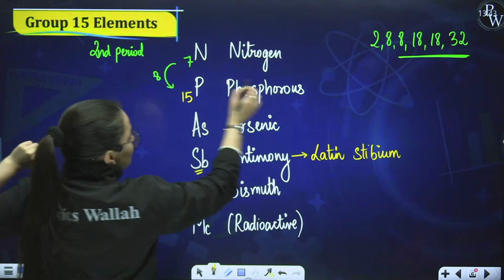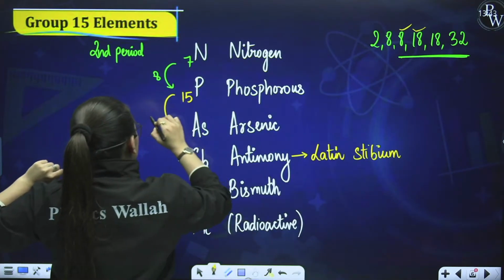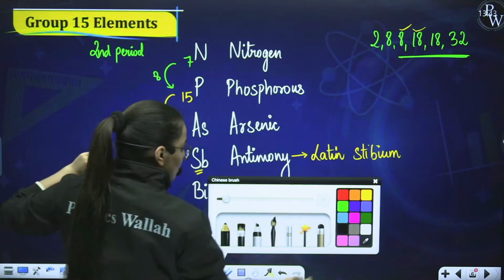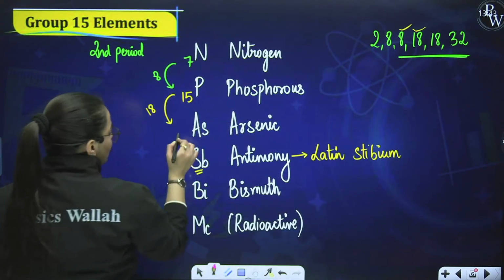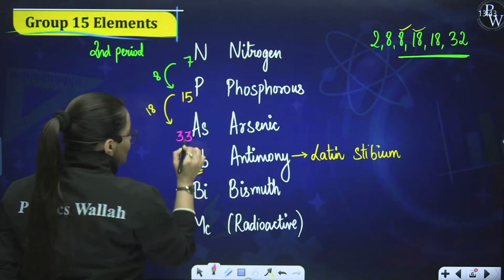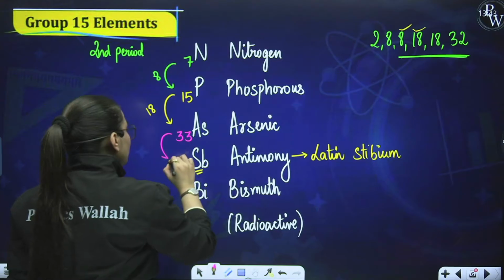Now the next step, after adding 8, you will be adding 18 over here. So what will be the atomic number when you add 18 and 15? It becomes 33. So the arsenic atomic number comes out to be 33. Now next, what are you going to add over here?